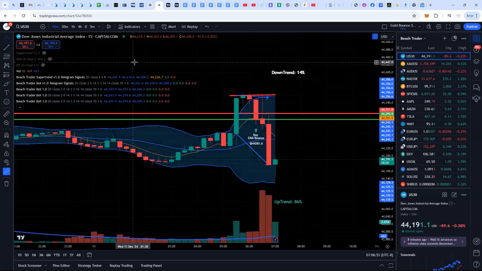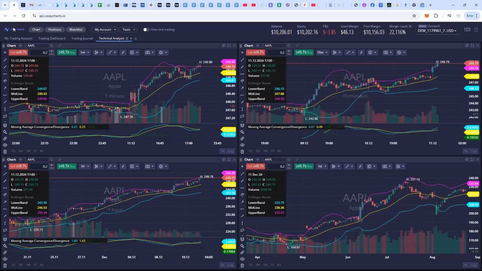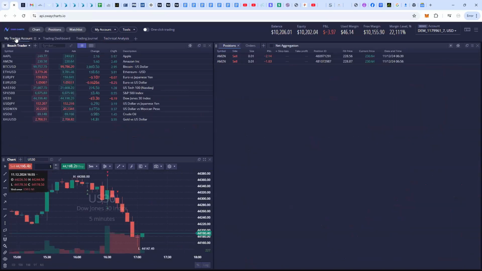But all we do is we log into our Sway Charts. We go to where it says trading account. We're going to add the symbols, the ones that we want. We just put the names of them right here. Which ones do we want? We want Apple, Amazon, Bitcoin, Euro JPY, Euro USD, the NAS 100, SPX 500, the US 30, right? Oil and gold. Those are the ones that we really want. The other ones, USD JPY also. I put Ethereum on here. If you want that, go ahead and do that. Those are the ones that we're going to need.